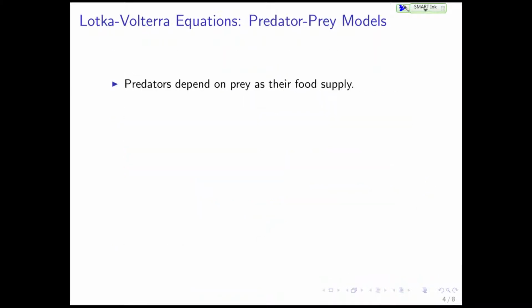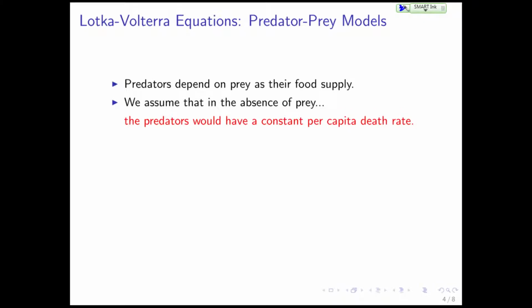On the other hand, predators depend on prey. Prey are the food supply of the predators. So if we assume that prey is absent, we're going to assume that in the absence of prey, the predators would have nothing to eat and would be destined to decline. So in such a case, we would have a death rate that is constant, a per capita death rate that is constant.